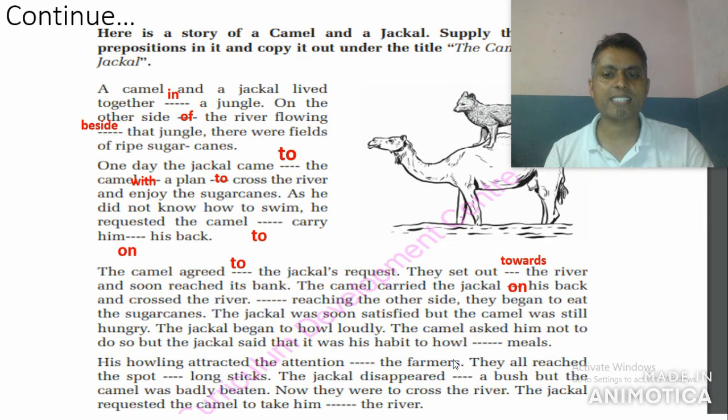Reaching the other side, they began to eat the sugar canes, right? So can you please tell me the missing preposition? Of course, the correct answer: after reaching. Capitalize A, it is given as small a, so you have to make this A capital. After reaching the other side, they began to eat the sugar canes.